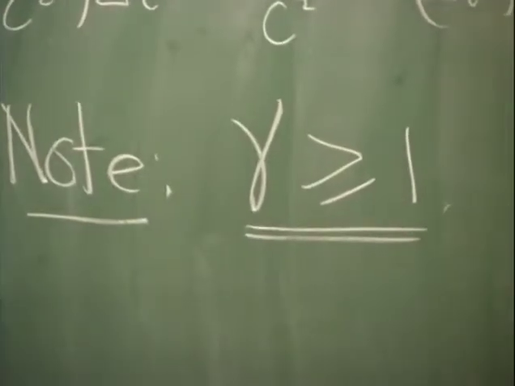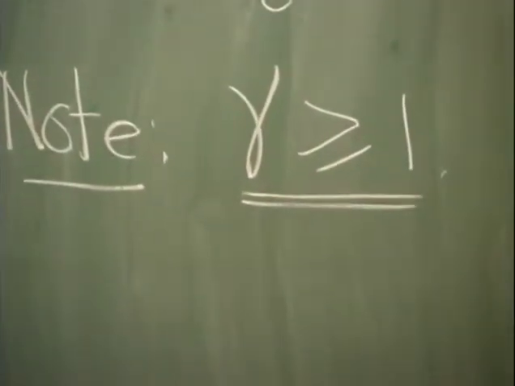So now let me write my final formula here. It says delta t is equal to gamma times delta t prime.